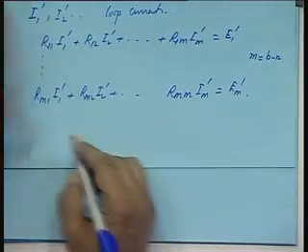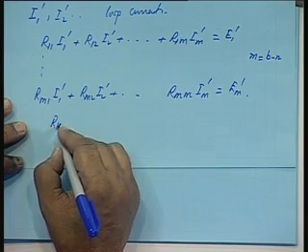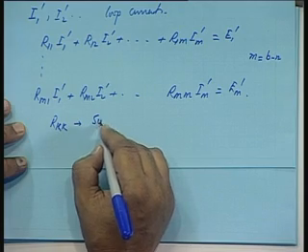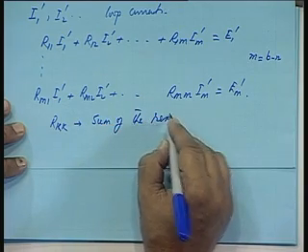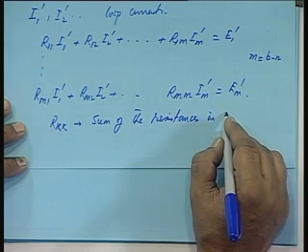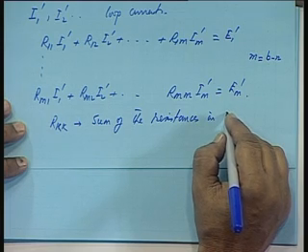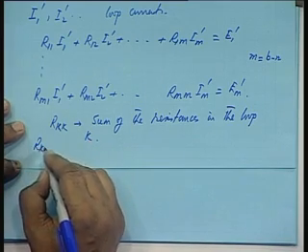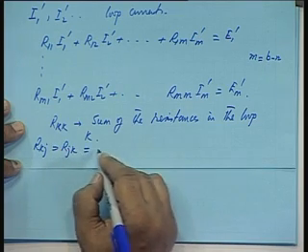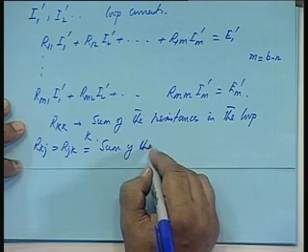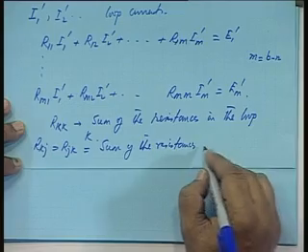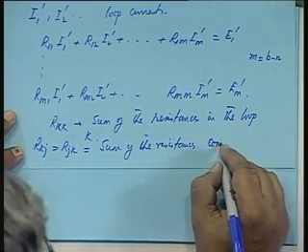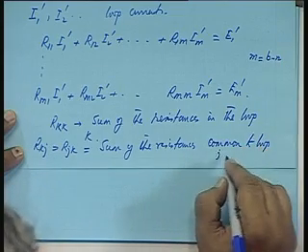Here R11, R22, etc., that is Rkk, will be the sum of the resistances in the loop K, and Rkj is equal to Rjk, the sum of the resistances common to loop J and K. Common to both loop J and K will be the element Rjk, it is same as Rkj, all right.